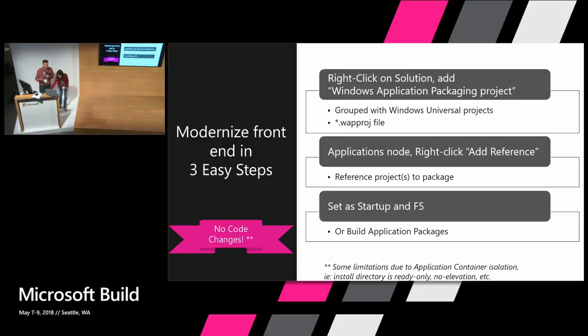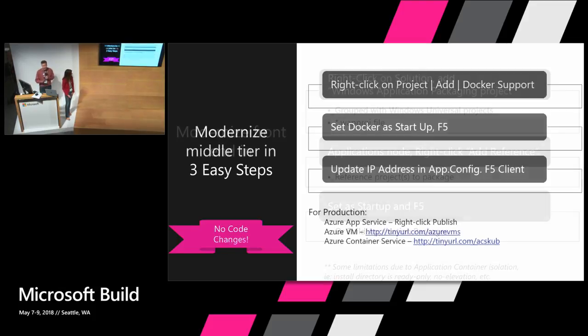And so in 3 easy steps there, we showed you how to update your client side of your applications by adding a packaging project, adding the appropriate reference to the WinForms client app, and then setting it to start up and building. That's for debugging purposes. When you're ready to deploy to your enterprise, you can go ahead and build those packages and deploy to your enterprise as well.